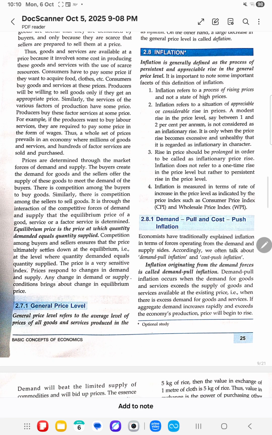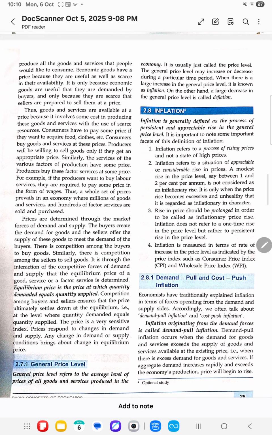Next up, we have general price level. What is general price level? It is the average level of prices of all goods and services produced in the economy. The average level of prices of all goods and services produced in the economy.